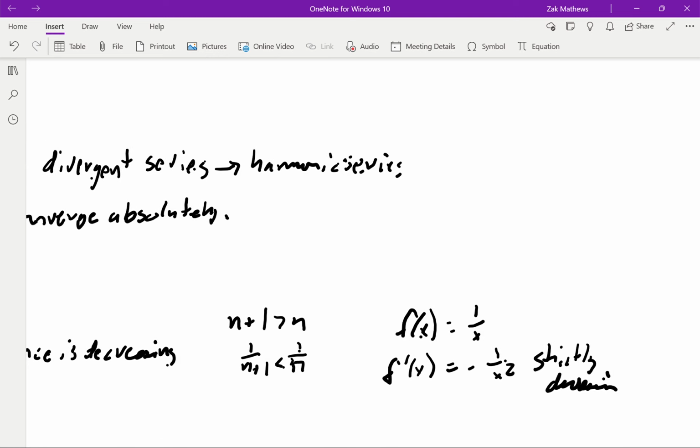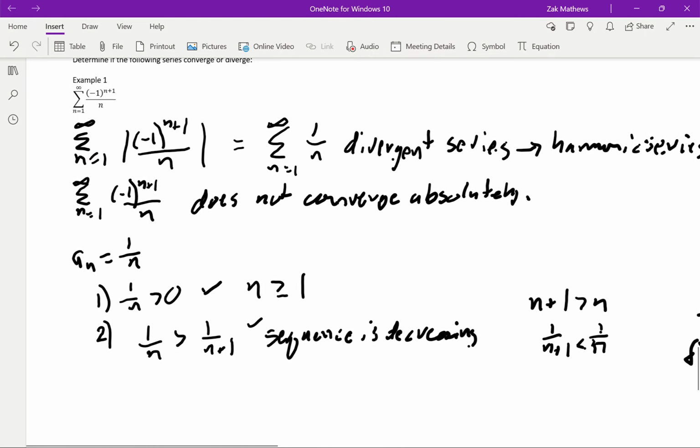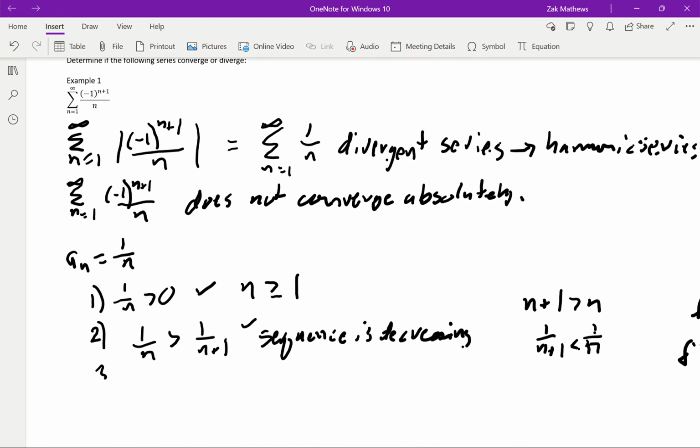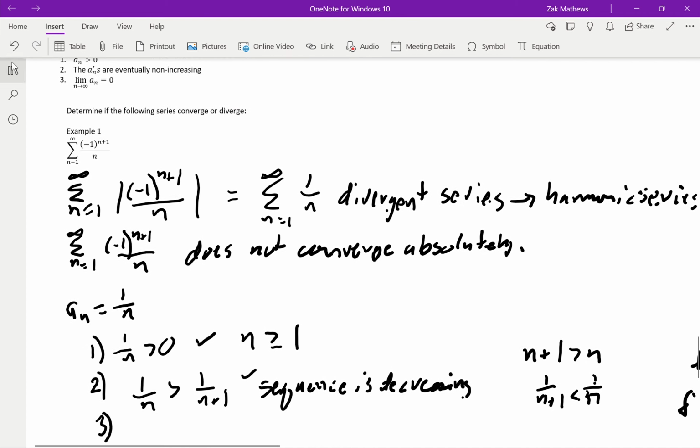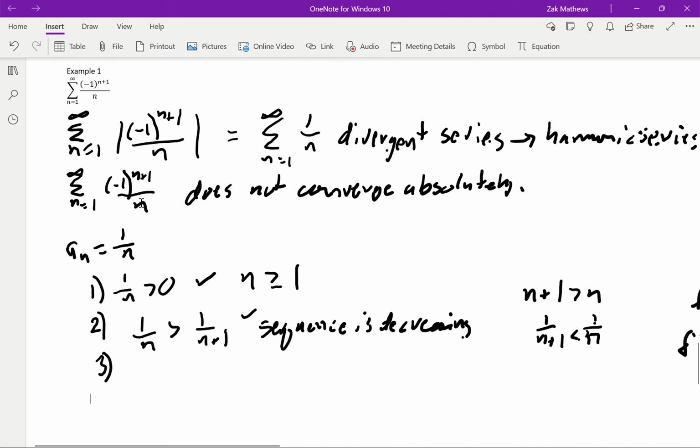And so that has to be strictly decreasing. So we know that this is a decreasing sequence. And then the third thing would be to show that the limit of the sequence is going to 0. So take the limit as n approaches infinity of 1 over n, and that is in fact equal to 0.